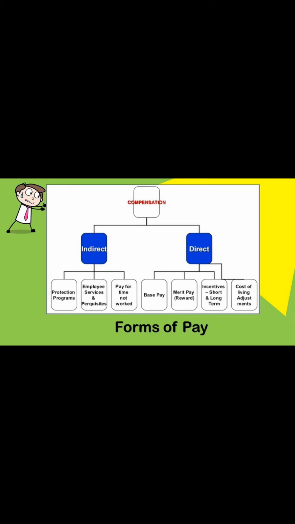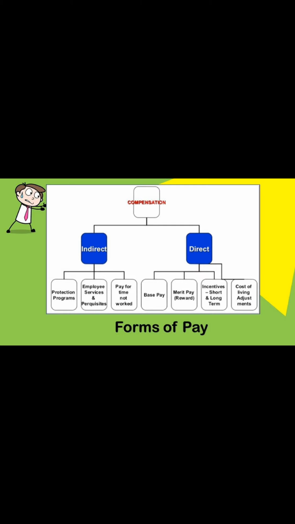Forms of payment. Compensation can be classified into two: indirect and direct pay. Indirect pay is a non-monetary benefit provided to employees in addition to their salary. These benefits are important because they can help companies in attracting and retaining talent. Under indirect pay are protection programs, employee services, and pay for time not worked.